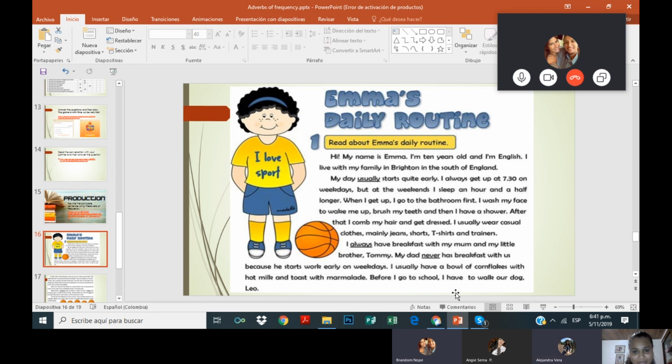Okay. Hi, my name is Emma. I'm 10 years old and I am English. I live with my family in Brighton in the south of England. My day usually starts quite early. I always get up at half past 7 on weekdays, but at the weekends I sleep an hour and a half longer.